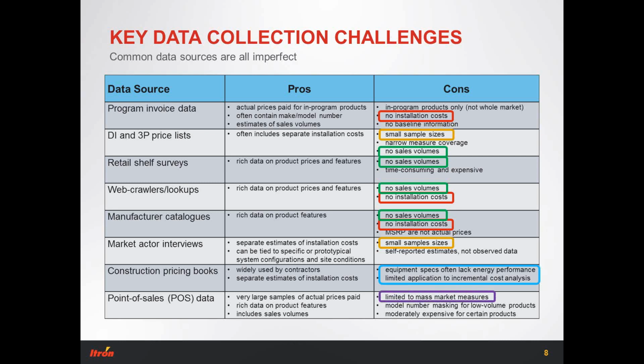Also at the bottom, point of sales data. Now these are great. This is a great source. This point of sales data is collected by third-party marketing firms and resold. They're very rich data sets. They can be very large. They're actual prices paid. They have sales volume data. But the key caveat with point of sales data is that it's limited to mass market measures, meaning stuff that's sold directly to customers. And even within there, the marketing firms have tended not to focus on energy efficiency equipment per se. So it's a very narrow availability of point of sales data.